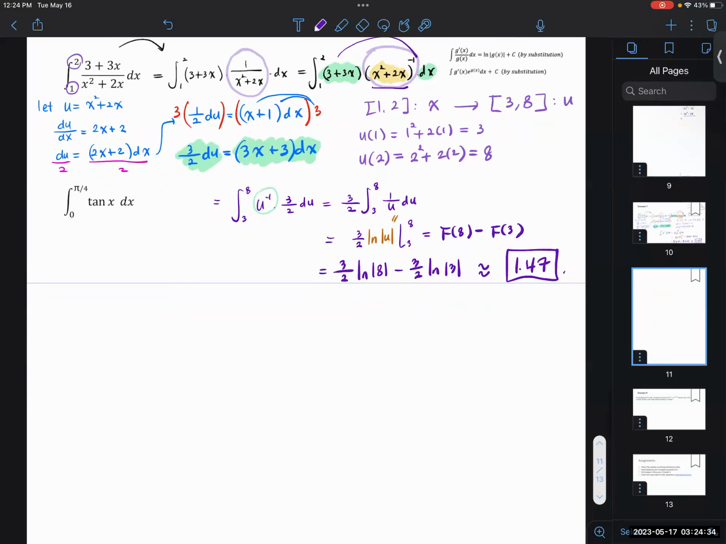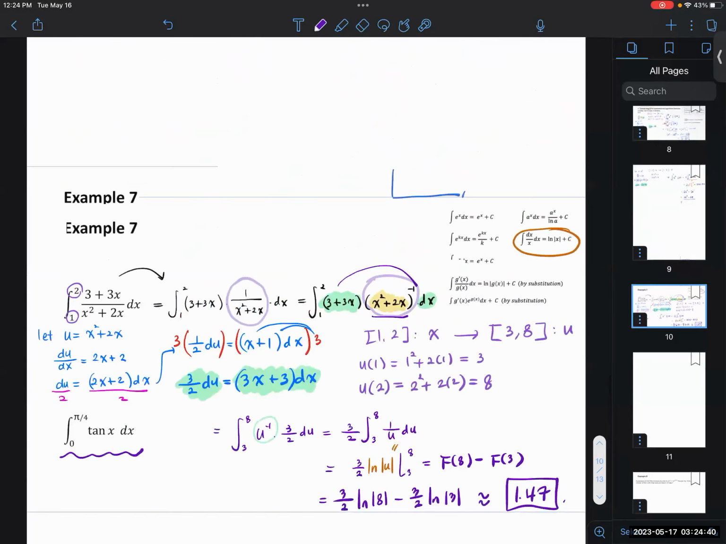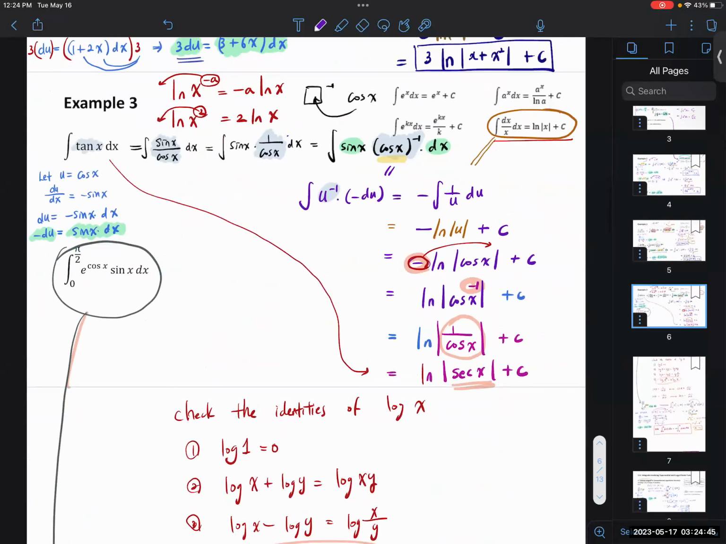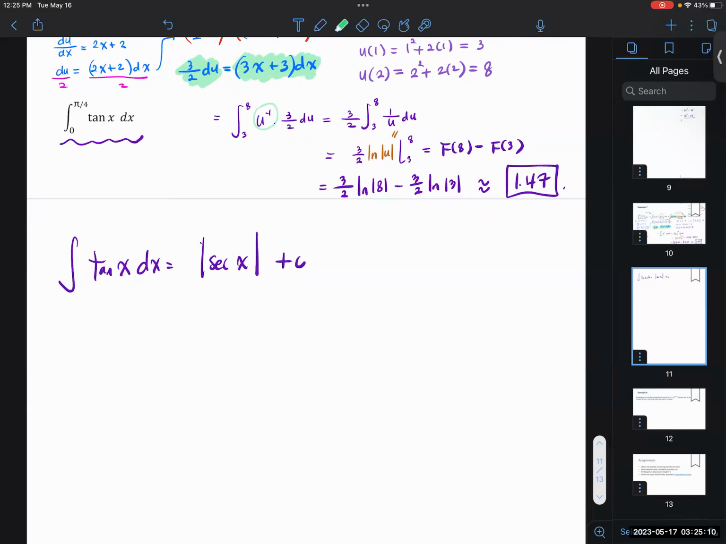All right, so one last question here. So we already know tangent x, we proved that. If you take the integral of tangent x, we just proved that it is ln absolute value secant x. So we're going to think about the same strategy. But here we have the interval from 0 to pi over 4, isn't it?